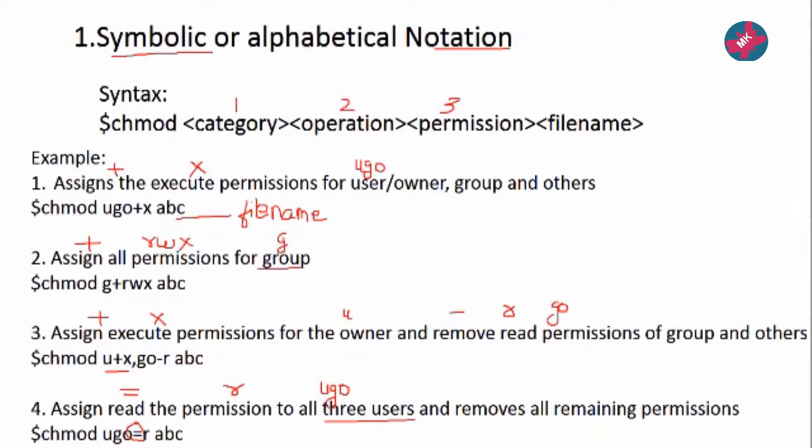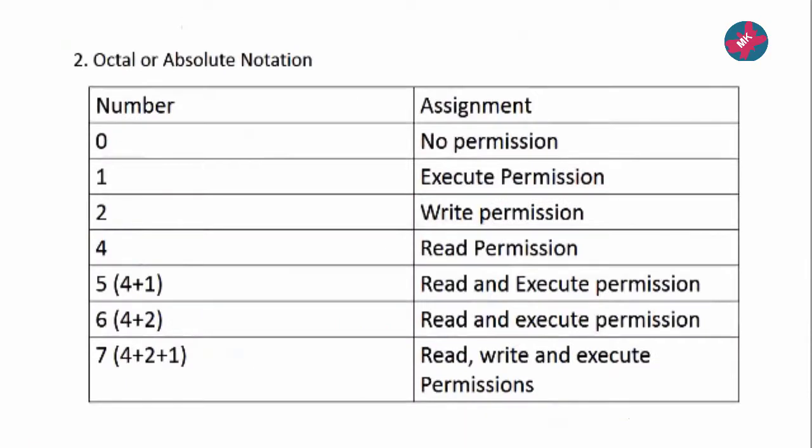Again, next we are going to discuss how to assign the chmod command using the octal notation. So for that, we have to refer to this particular table. I have put some numbers. Now we know that octal has the numbers from 0 to 7, isn't it? So if I give 0, it means no permission will be given. If I put 1, then execute permission is there. Then if I put 2, then write permission is there. If I put 4, it means read permission will be there.